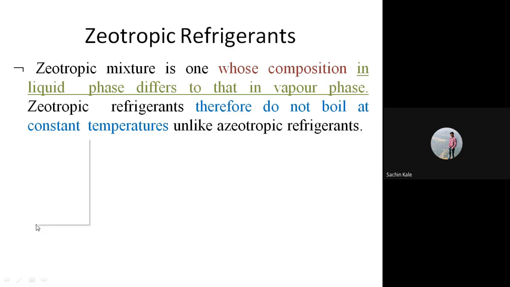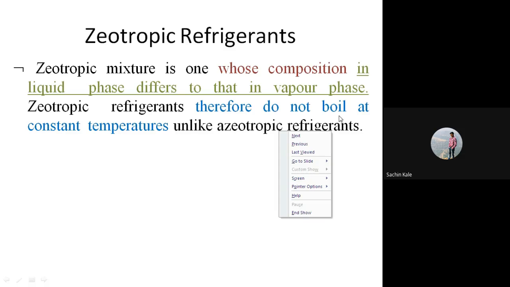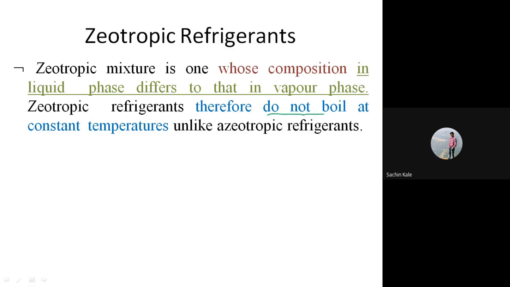Here you will identify that a zeotropic refrigerant will not boil at a constant temperature like an azeotropic refrigerant, because in the case of azeotropic refrigerant, whatever refrigerants we are mixing have the same boiling point temperature and the same freezing point temperature. That's why the mixture formed by mixing those refrigerants will also have the same boiling point temperature. But in the case of zeotropic refrigerant, those refrigerants will not boil at the same or constant temperature, and their liquid and vapor phases will be different, not identical. Liquid phase will differ from vapor phase, and such a refrigerant is called a zeotropic refrigerant. So how to identify that zeotropic refrigerant?